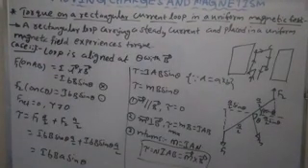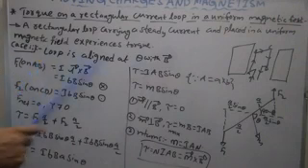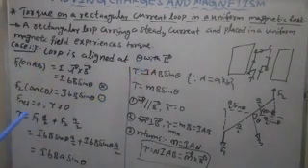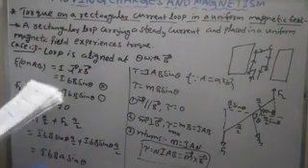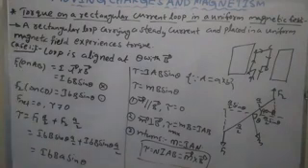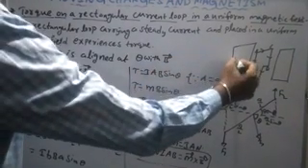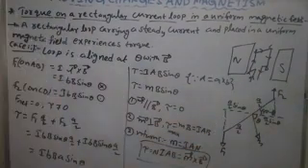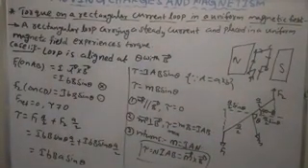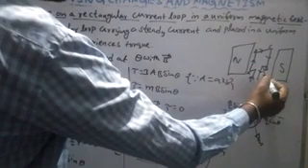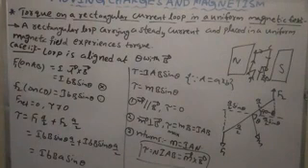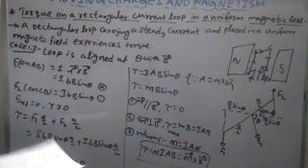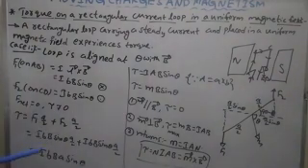Next, case 2: if a loop is aligned at theta with the B bar. Nothing but the plane is not placed parallel to the magnetic field; the plane is placed at some angle with the magnetic field. Let us consider the angle between the areal vector of the coil and the magnetic field to be theta.